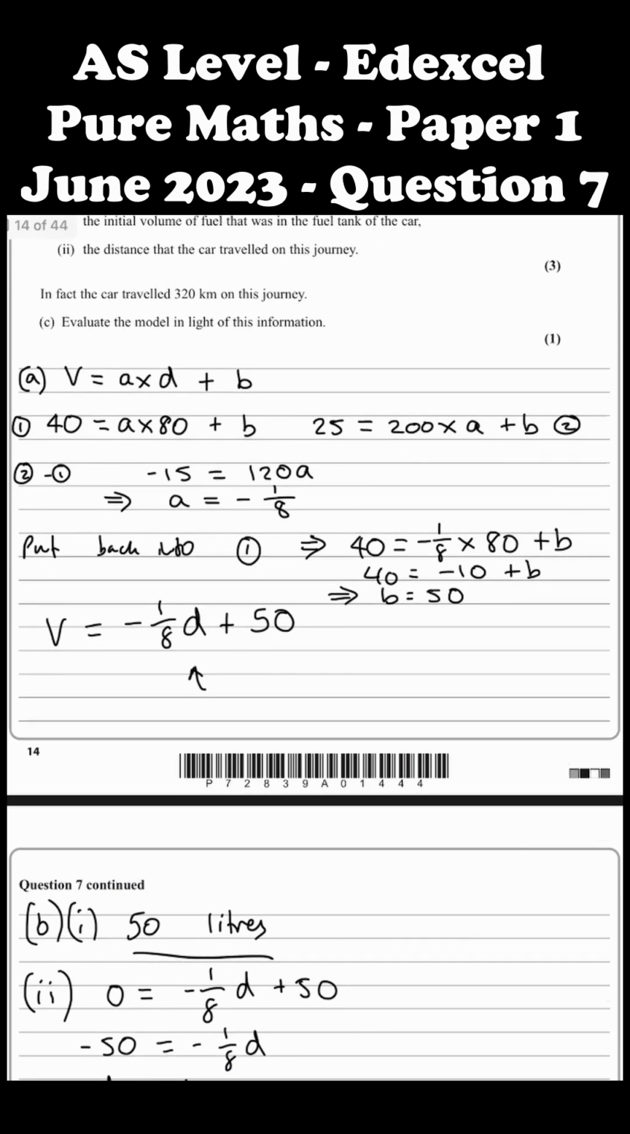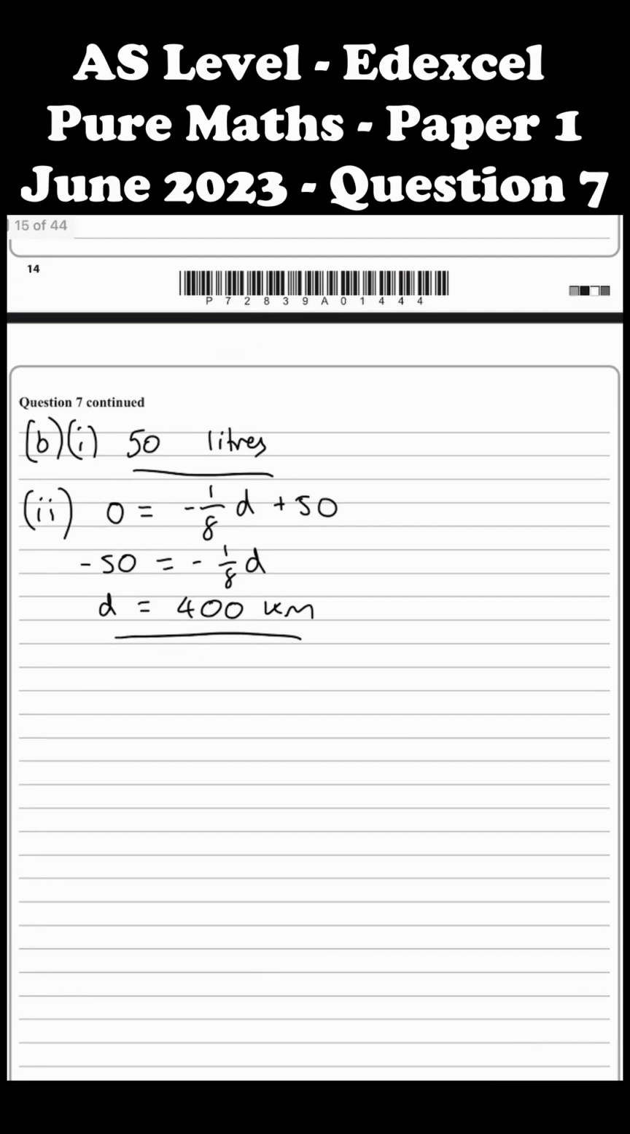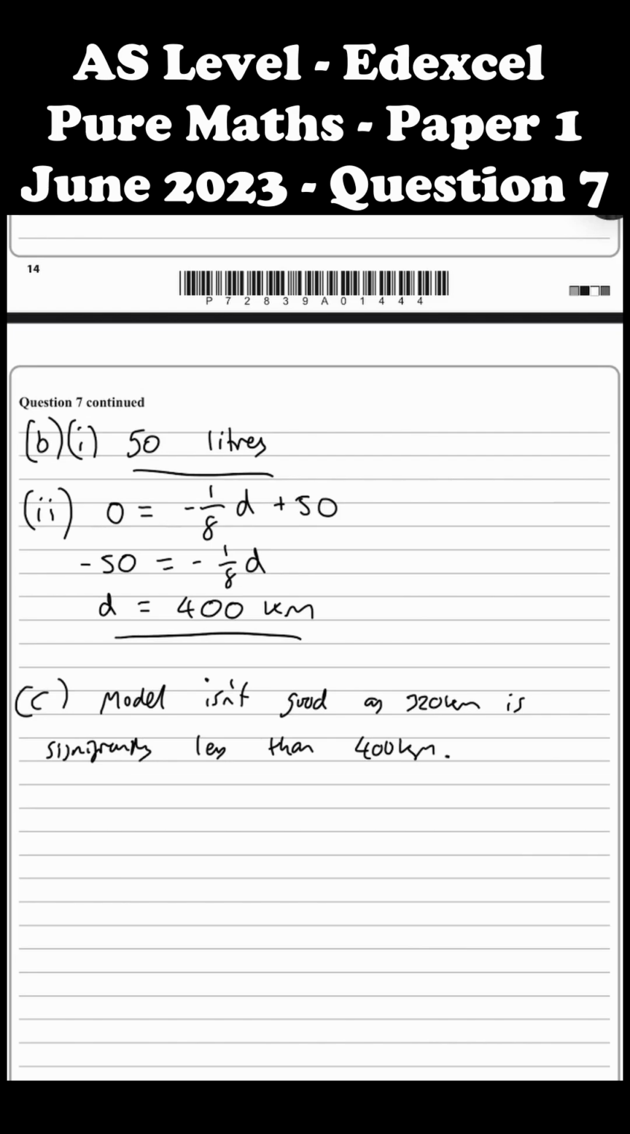Part C, evaluate the model in light of this information. Well, all we need to say here is the model isn't good, as 320 kilometres is significantly less than the 400 kilometres that it should have travelled. And that is us done.